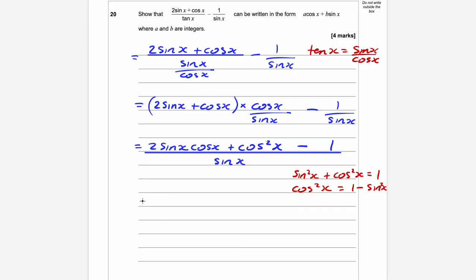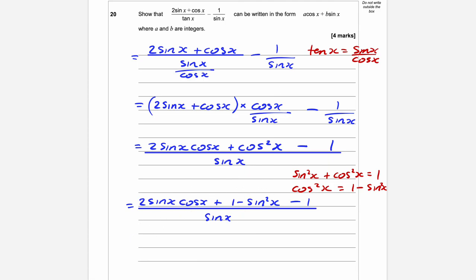So I'm going to do 2 sine x cos x plus, instead of cos squared x, I'm going to do 1 minus sine squared x, and then minus 1. And this is all over sine x. Now the reason I like this is because the 1's cancel, and I know I'm going to be able to cancel a sine as well.